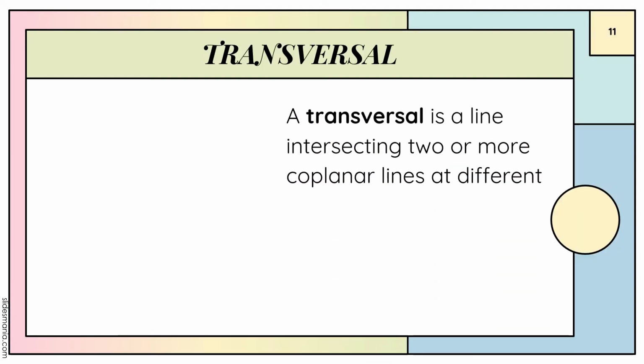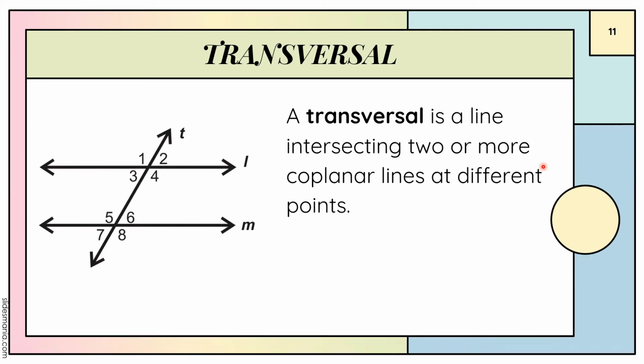So when we say transversal, it is a line intersecting 2 or more coplanar lines at different points. So this time, a transversal is a line that intersects a parallel line. In our figure, we have here line L and line M, and then we have here another line which is T. Line T is the transversal. So as you can see, it cuts our parallel lines.